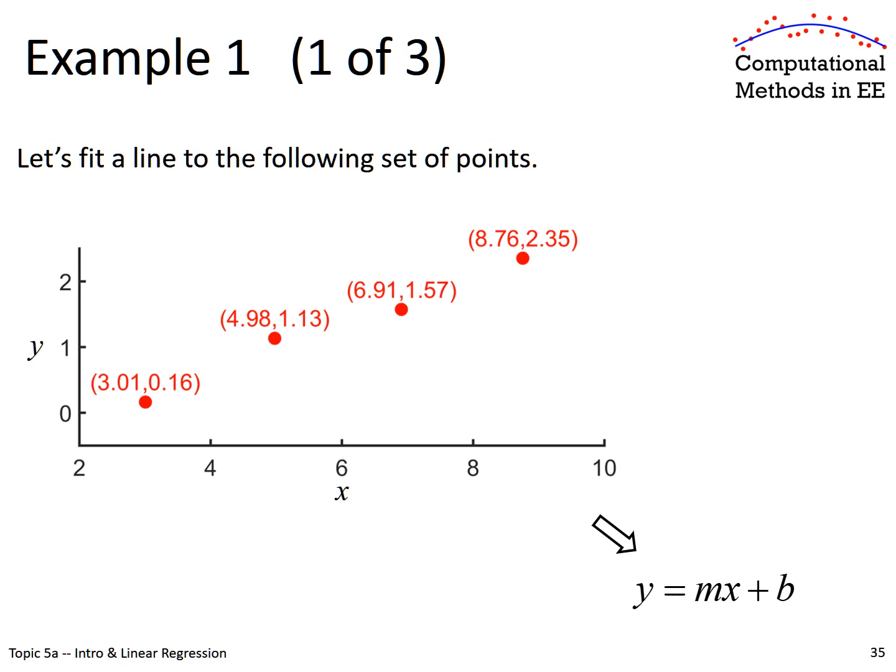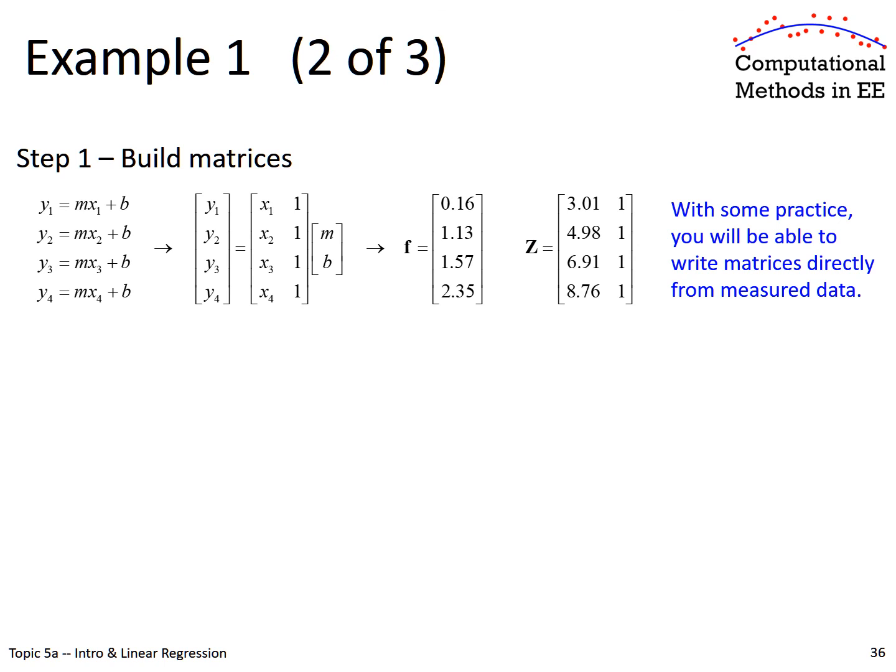Let's do an example. Here are 4 points, and we would like to fit those to a line. The equation of a line that we'll use in this case is y equals mx plus b. Step 1, we write the equation of the line for each one of our points. We have 4 points, and if we put those 4 in matrix form, we end up here. With practice, you can just do this directly. The step will be obvious. And so from this, we have our measured samples F. That really was this Y column.